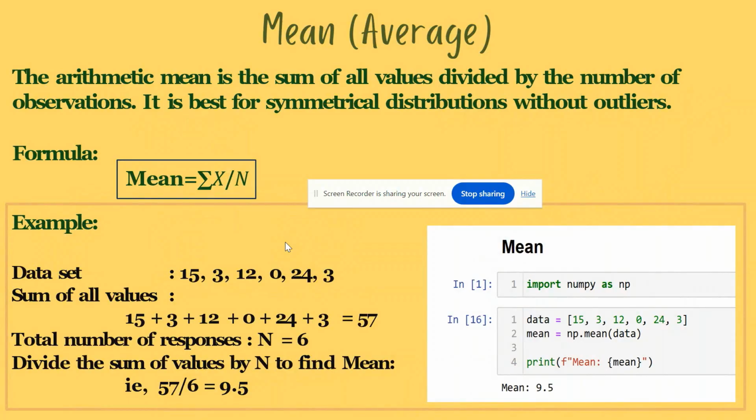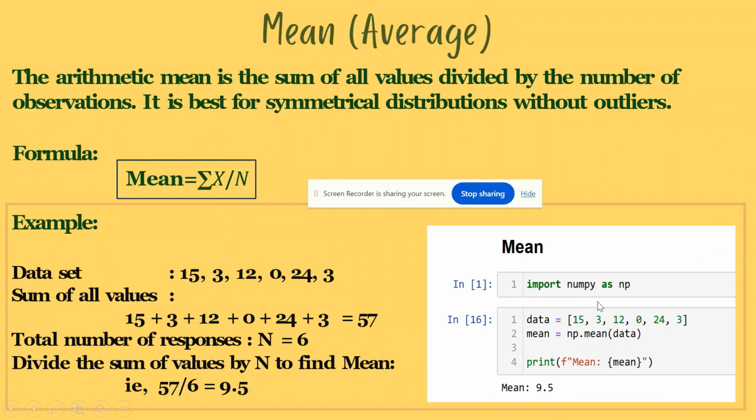The first thing is the mean. Generally we use the arithmetic mean. Mean is used to find the average of a feature. For example, on the right side you can see we have a feature which contains the data 15, 3, 12, 0, 24 and 3. The mean calculates the average of those numbers. Here I have applied np.mean, which is a predefined function in numpy, and it finds the average of the numbers.